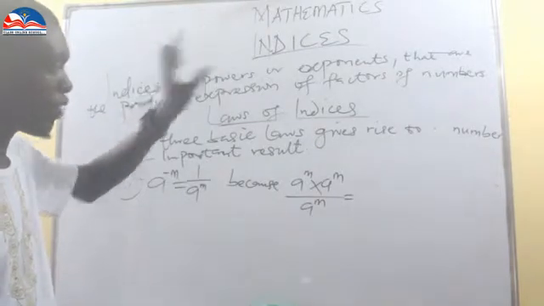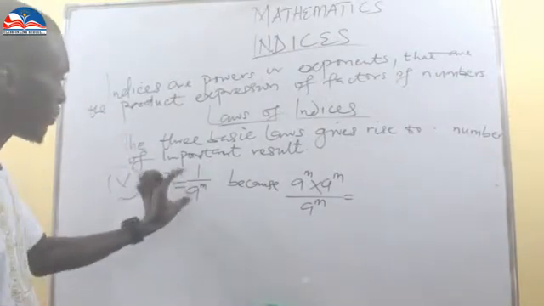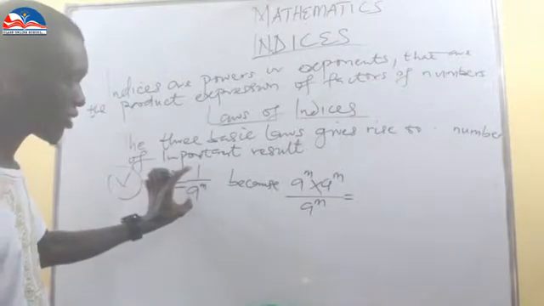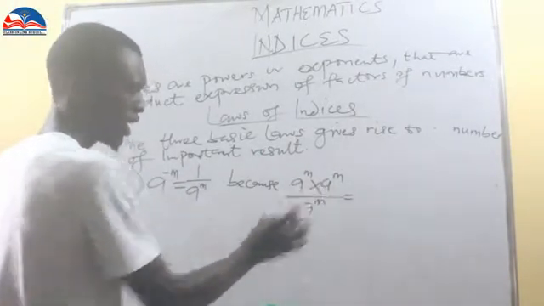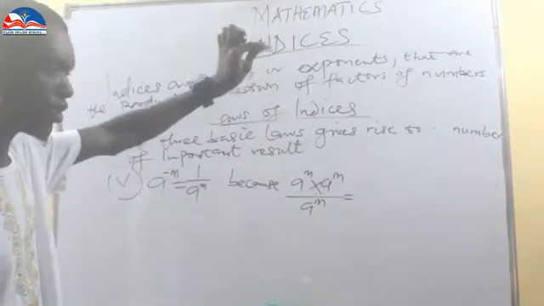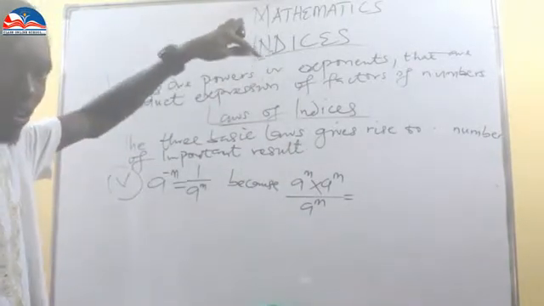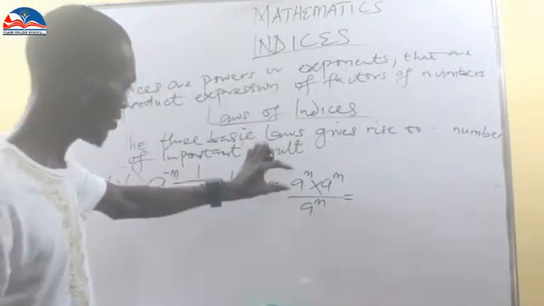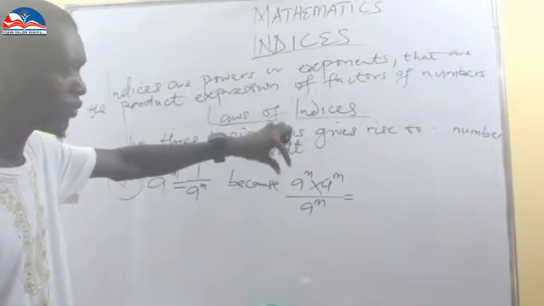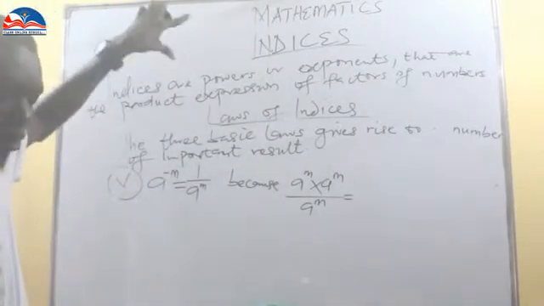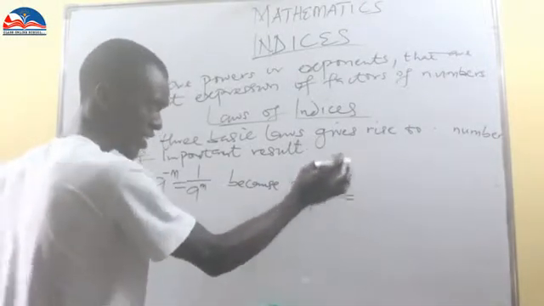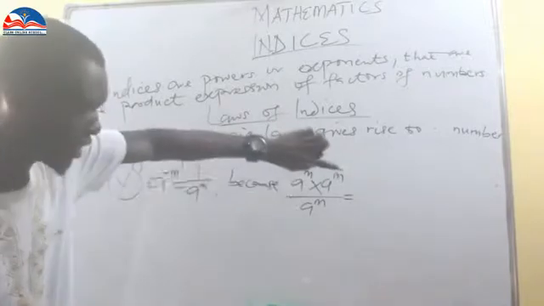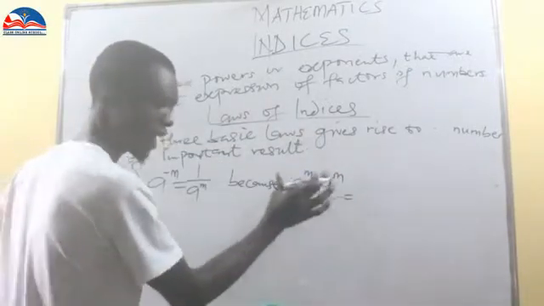give rise to a number of important results. So these are the important results that we verify. This one is verified from the first law, while the fourth law was verified from the second law, which is division. Now the fifth law is verified from the first law, because a index m times a index m over a index m, where the two bases are equal.